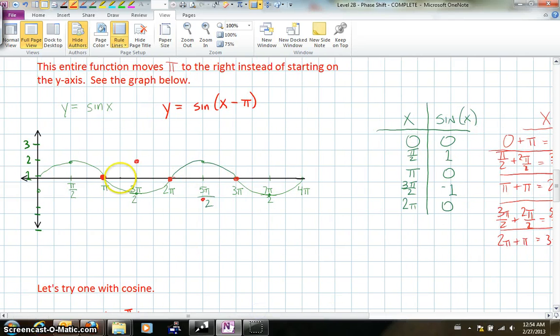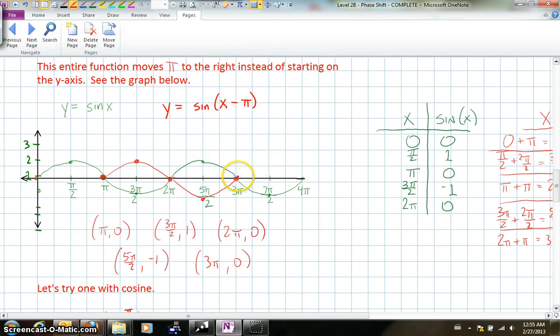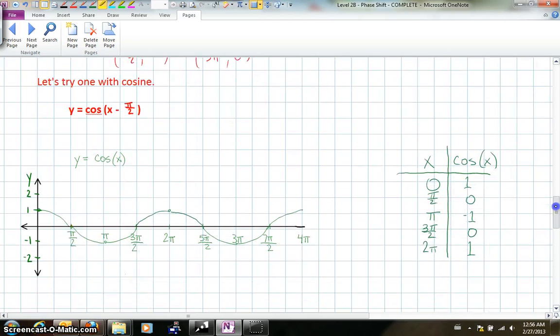So these are our 5 coordinates here, and as you can see, it really is just the original function moved pi to the right. This point here moved pi to the right to get over there. So we really have phase shifted our whole function. Here's our 5 points. Remember, of course, the function does go on, and so it would continue to do this forever, but we've got one full cycle here, and that is mainly what I'm going to be looking for, the one full cycle. Okay, so let's try one with cosine.